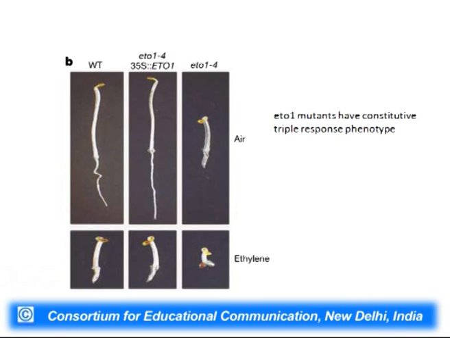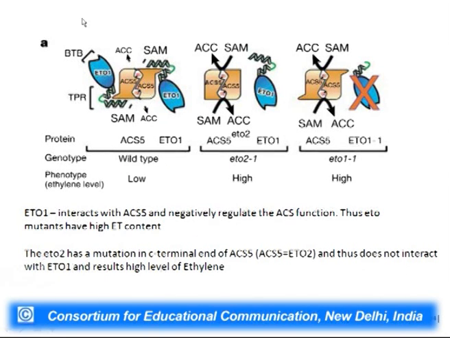So, this is an ETO mutant phenotype. Maybe I will speak to you later on about this seedling phenotype, but what you can see here is the wild type, and if you have an ETO1 mutant, then there is a lot of ethylene inside the plant. So, it behaves as if the plant has been treated with ethylene. It makes a lot of ethylene, and this is one of the slides which I am showing you just to show how regulation takes place.